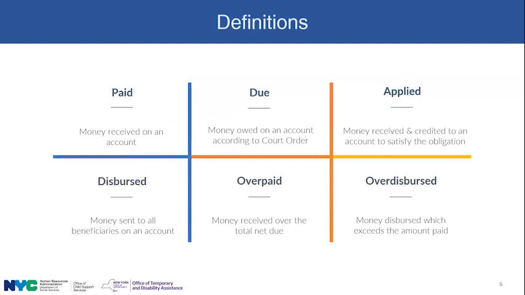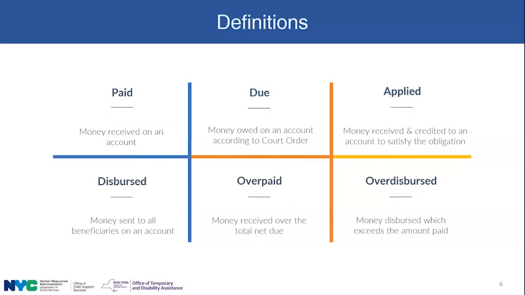There are some basic financial definitions that will be mentioned in today's presentation. The first one is paid. Paid is the total amount of money that is received on an account. Due. Due is the total amount of money owed on an account under the terms of the several court orders that were entered.